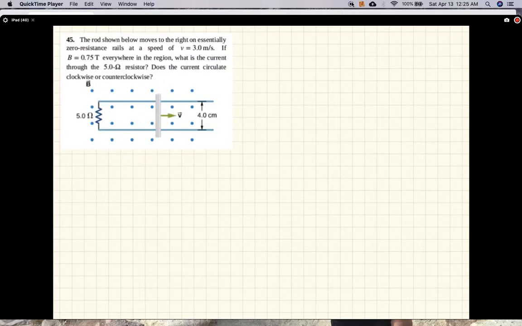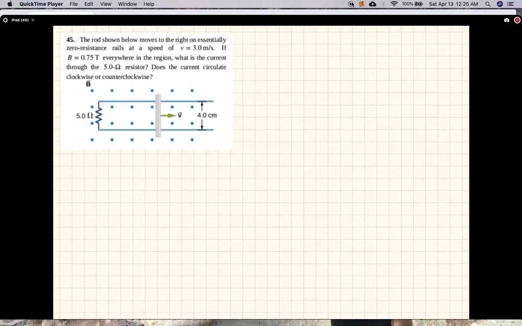Alright, so let's look at this problem. The rod shown moves to the right essentially in zero resistance rails at a speed of 3 meters per second. If B is 0.75 Tesla everywhere in the region, what is the current through the 5 ohm resistance?